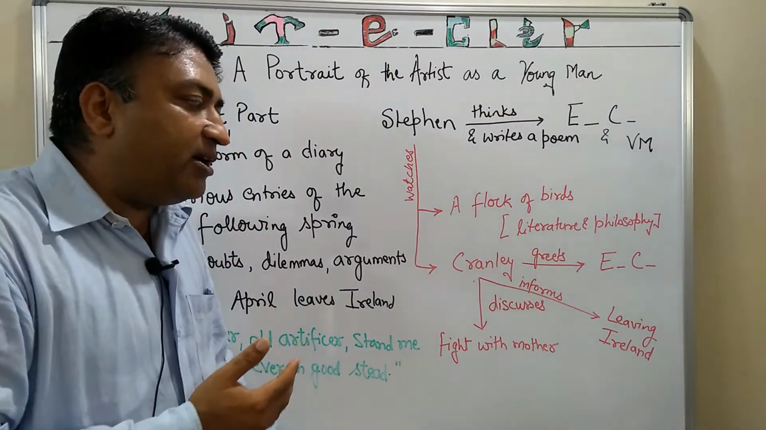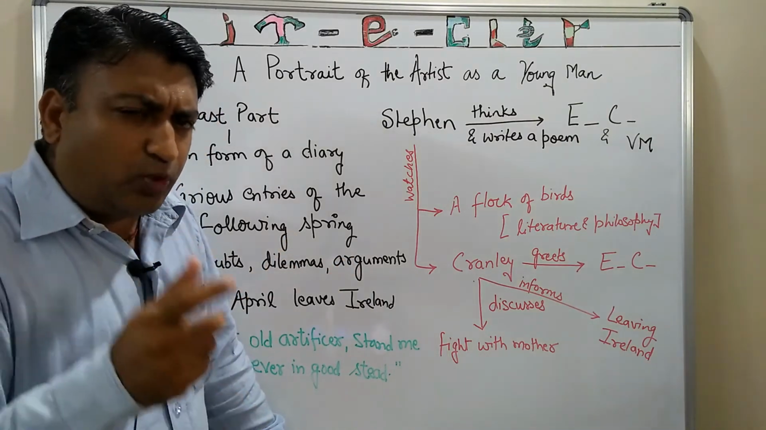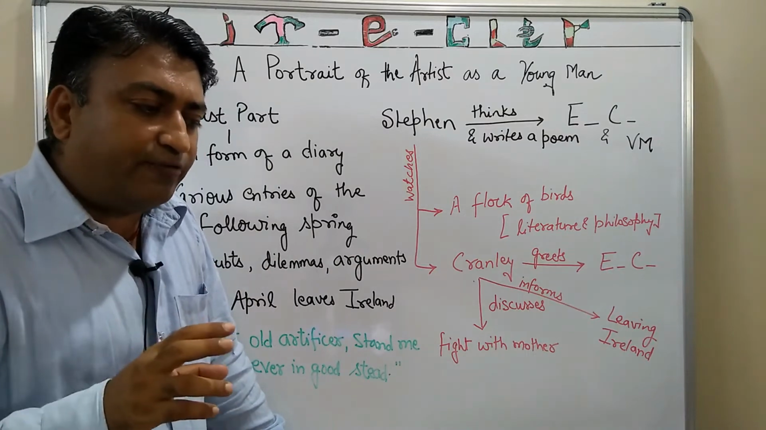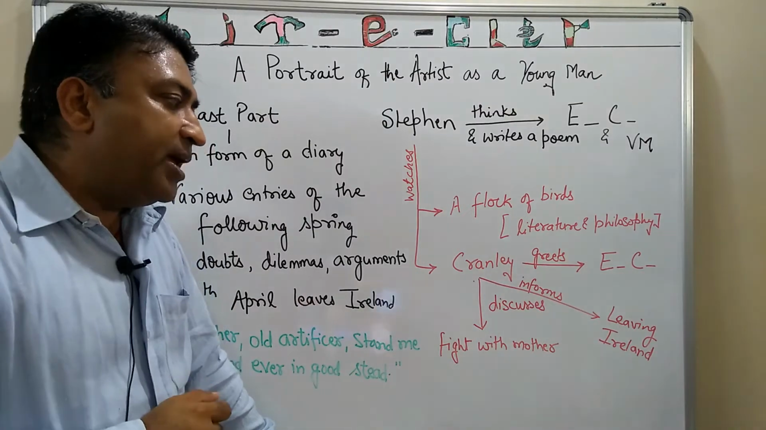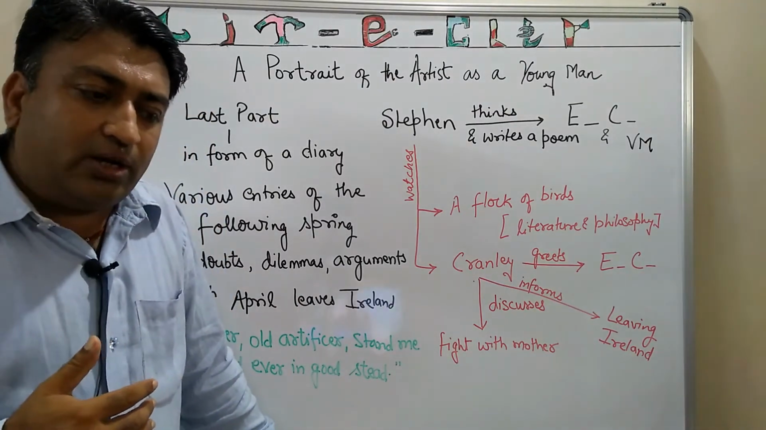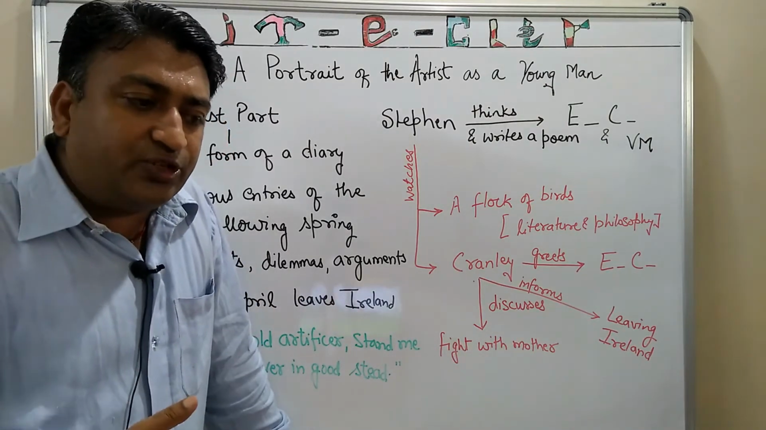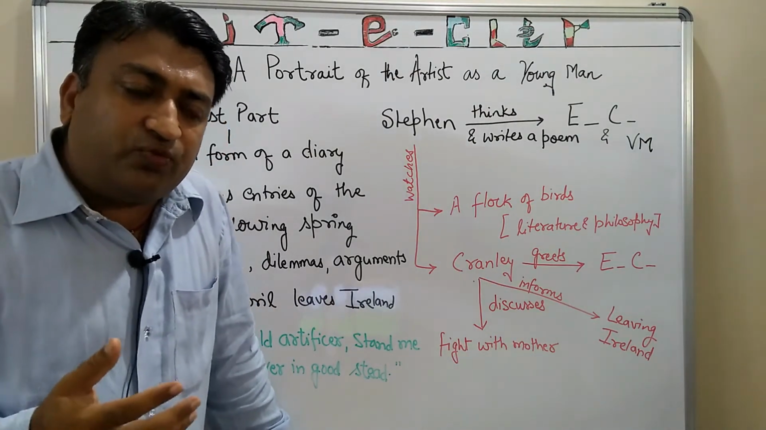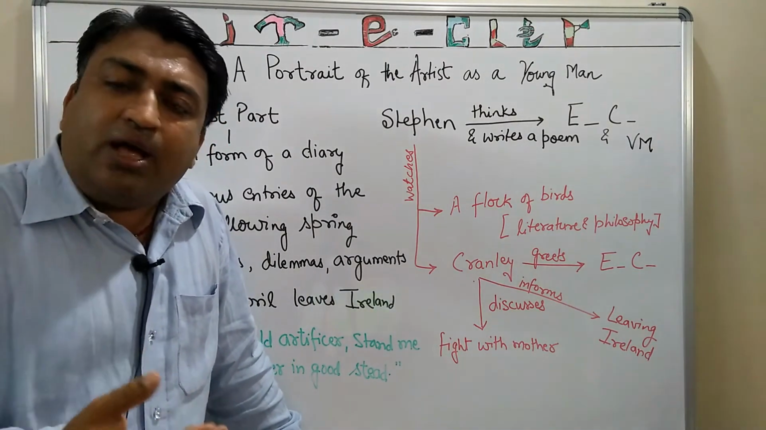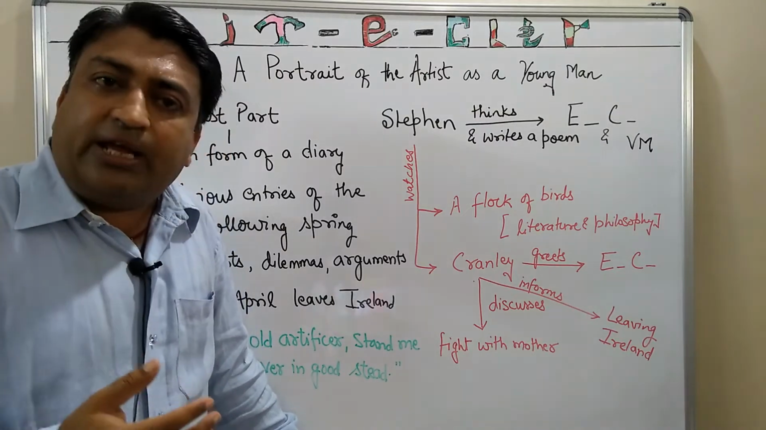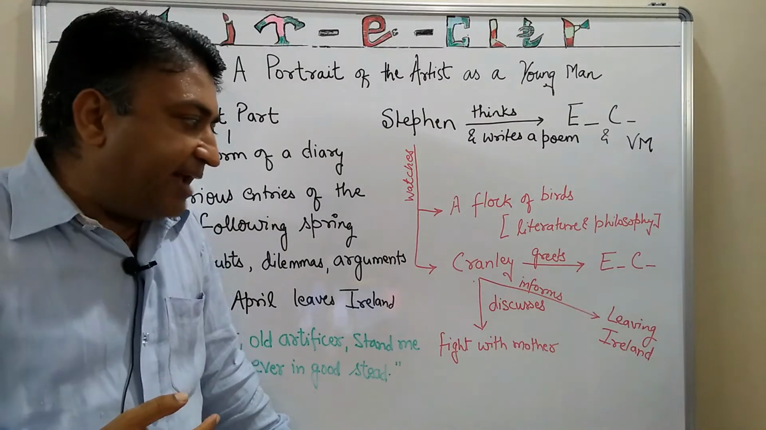When Cranley and he come outside, Cranley greets EC. This puts a kind of suspicion in the mind of Stephen that maybe Cranley also likes EC. Then they have quite a long discussion in which Stephen tells him that he had a fight with his mother early morning because his mother wanted him to perform a particular religious rite, which he refused. That is why his mother was quite angry.